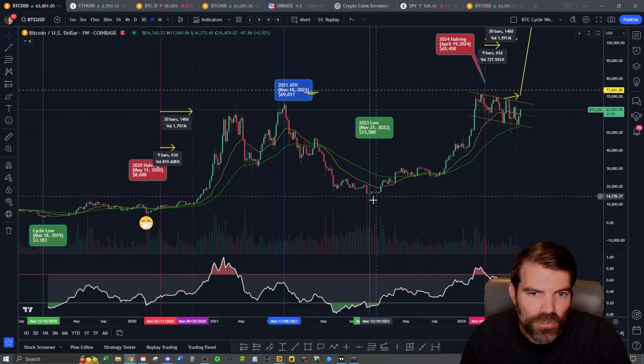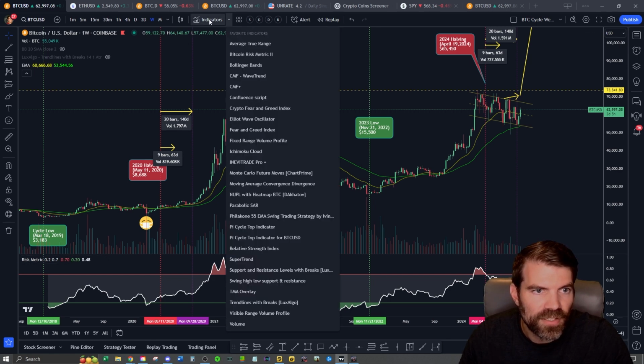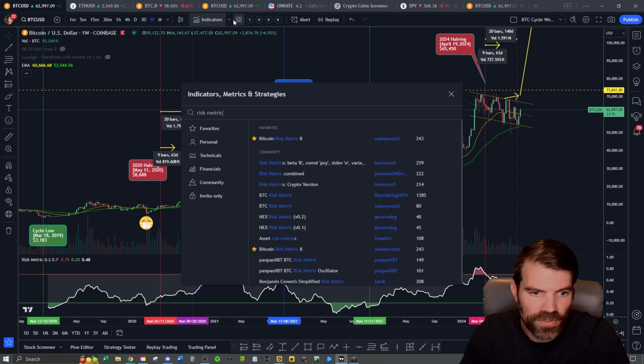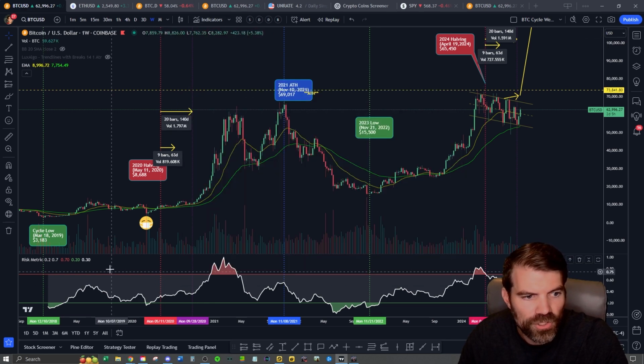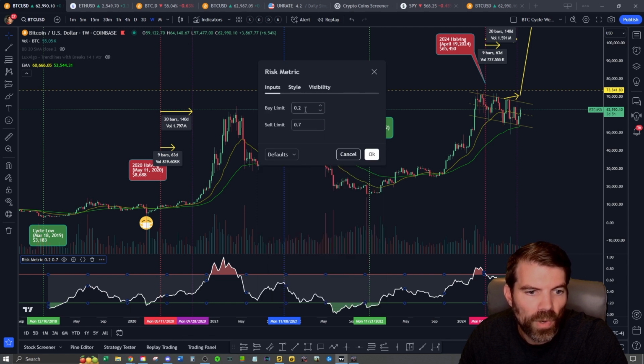Now, let me show you how you can do it on TradingView. You're going to look for this called a risk metric. Okay, so if you just hit indicators and you just search risk metric, okay, you can see this one right here, Bitcoin risk metric 2. Okay, so this one I have found that works quite well. And then what you can do is you can go in here. So if you have this hidden, unhide it, and then you can click down here and you can hit the settings button and you can play with the colors, and you can also change where your risk metric is.